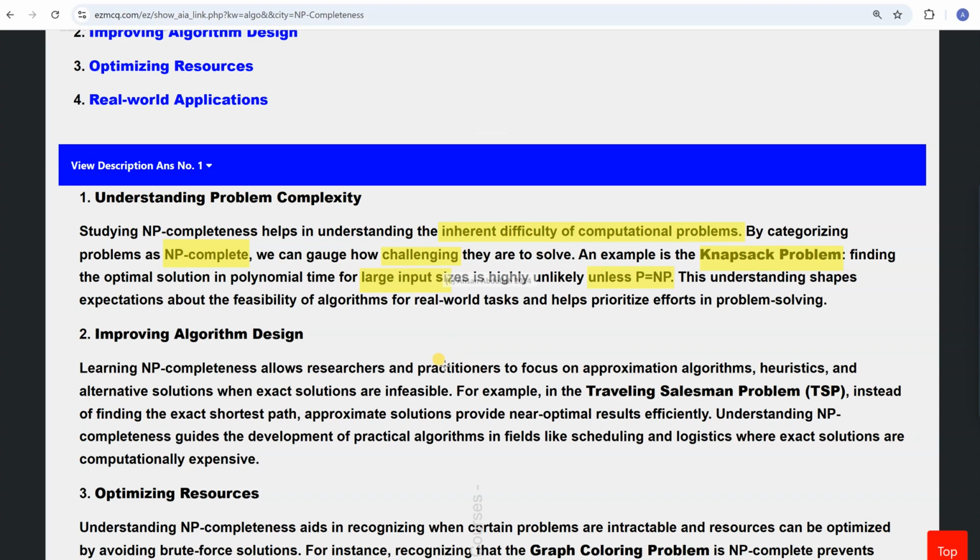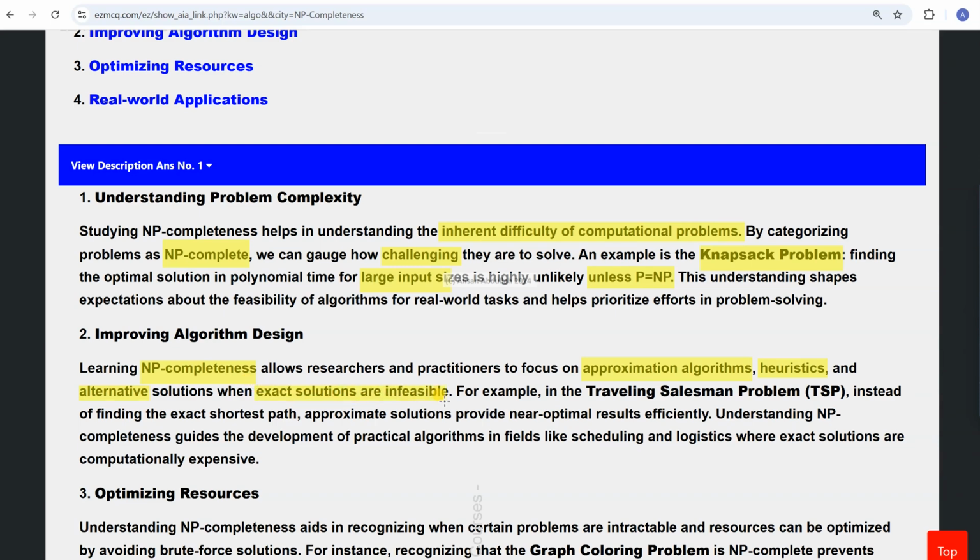Next, improving the algorithm design. Once we know that a problem is an NP complete problem, instead of spending lots and lots of hours, time and resources, we move towards approximation algorithms. We move towards heuristics. We move towards alternative solutions. All of this is covered in this lecture and in this course also. Why? Because exact solutions are infeasible.